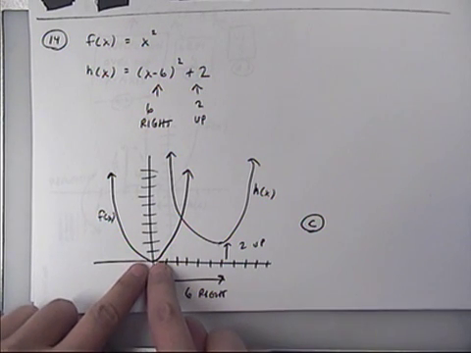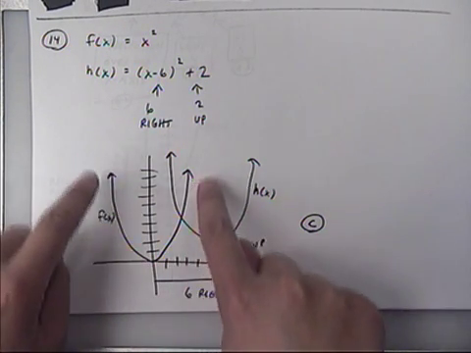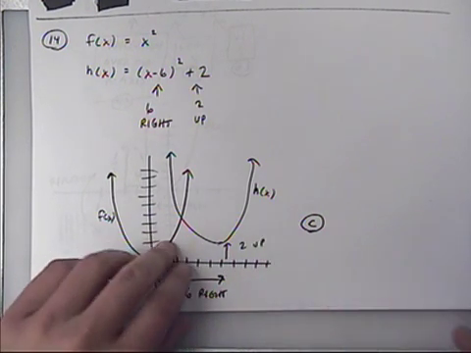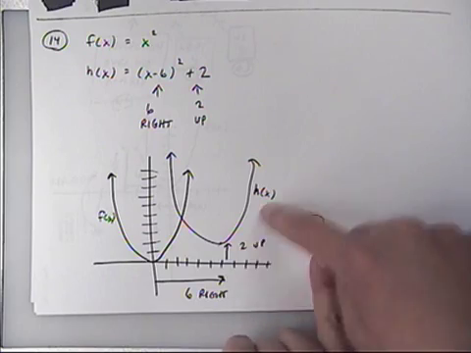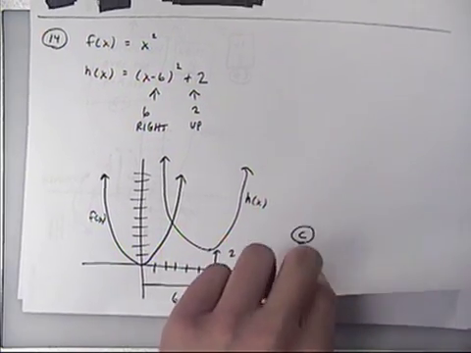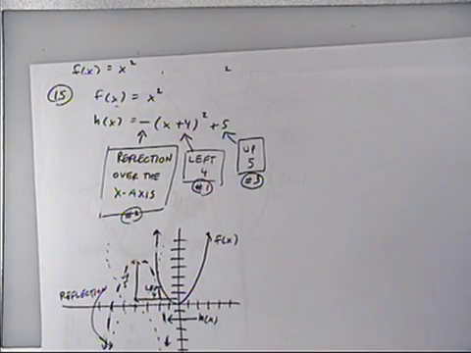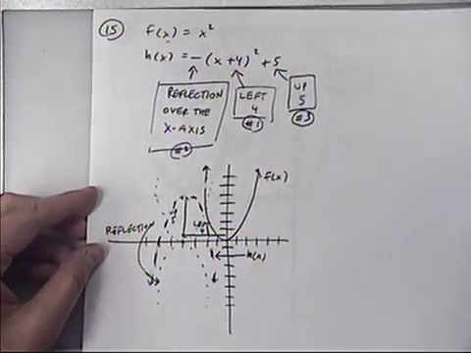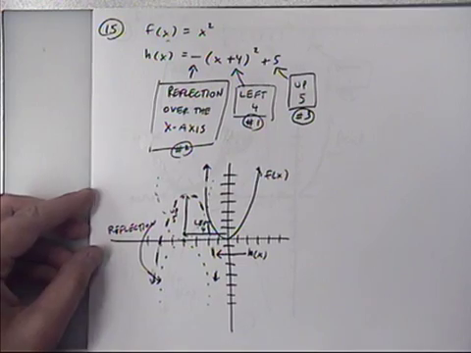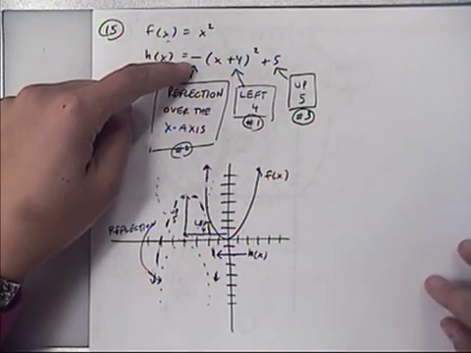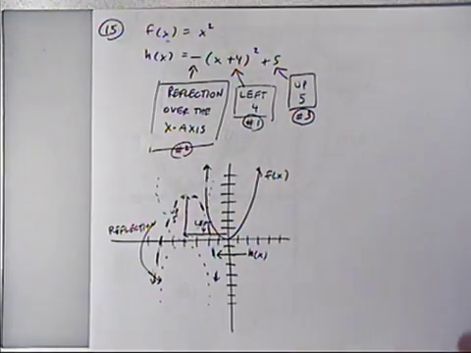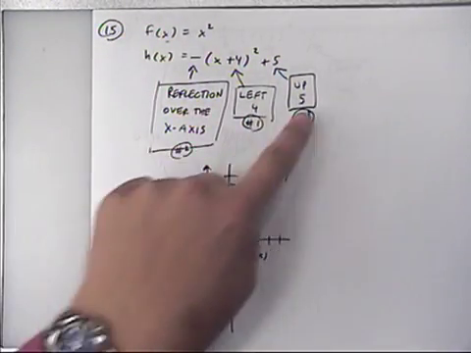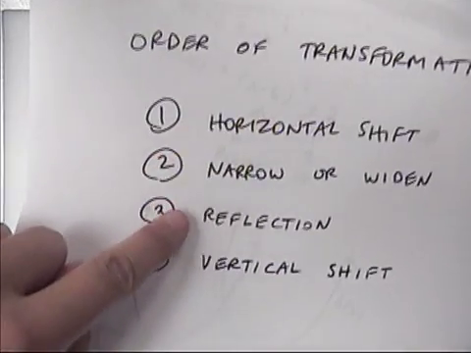I took my regular graph, centered at the origin, which is just x squared, and I moved it right 6 first and then up 2. Now, you may think that that would give me the same answer if I went up 2 and right 6, but if there's something in between, like a reflection, as we have with number 15, you're going to see that it makes a difference. So here I have a reflection over the x-axis, and that occurs, according to the order of operations, second. I have a horizontal shift, I have a reflection, and then I have a vertical shift. So I would do them in that order.